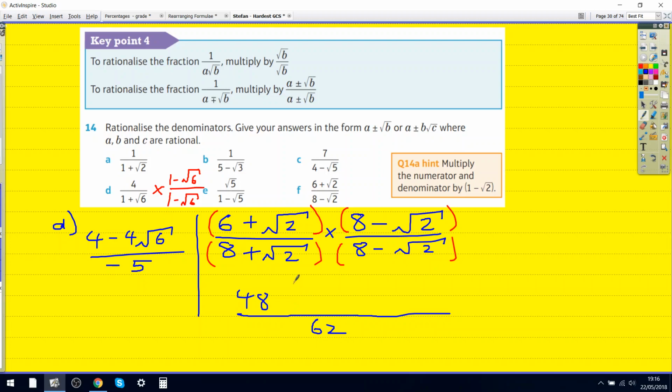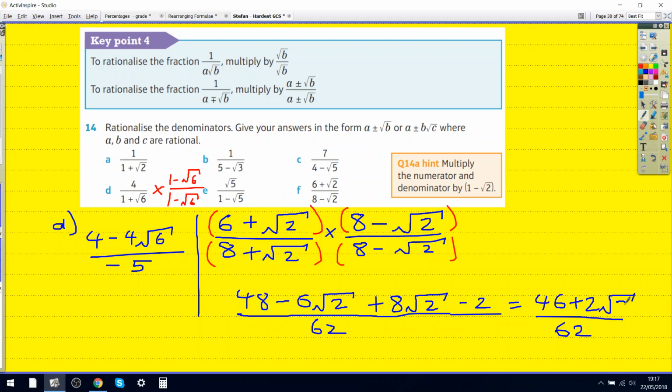So you're trying to do it in your head. So 6 times minus root 2? Yeah, so then that would be minus 6 root 2. And then plus 8 root 2. And then we just have minus 2 there. Yeah. Okay, so that's a bad mistake. So that would be 46 plus 2 root 2 there. So this is way too difficult to do in your head.